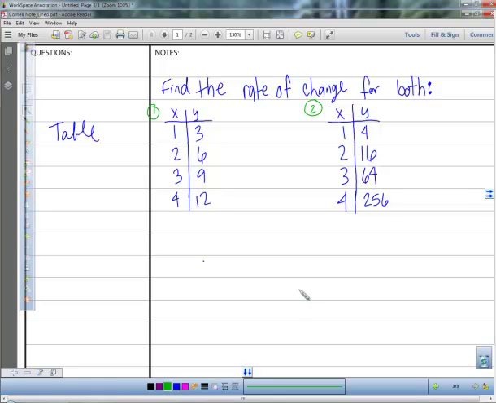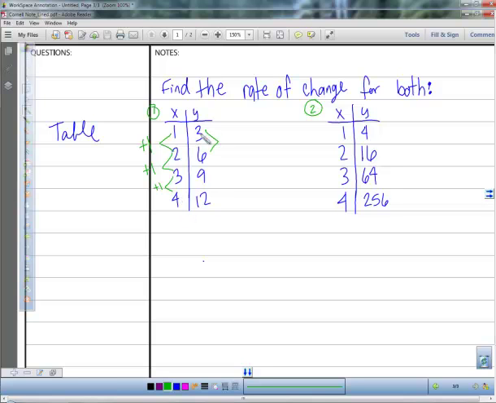Okay, looking at tables, I want you to find the rate of change for both. So you're going to find the change of y and the change in x. A way that you can do this really easily is by saying, what did I do to get from 1 to 2? Well, I added 1. 2 to 3, I added 1. 3 to 4, I added 1. And then do the same thing with y.